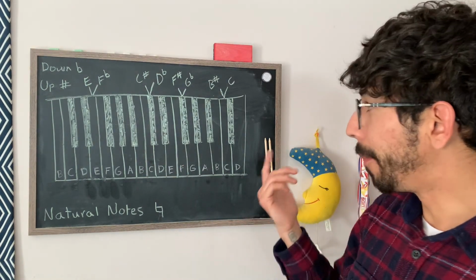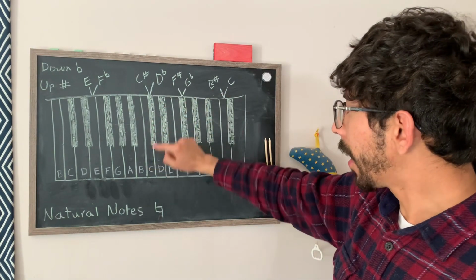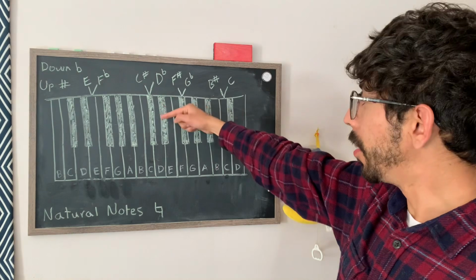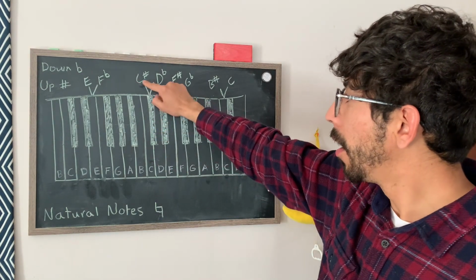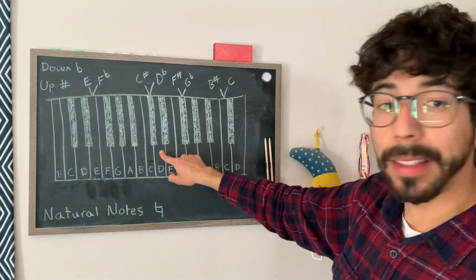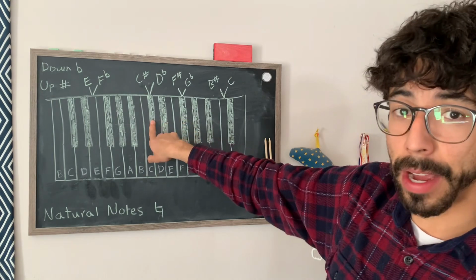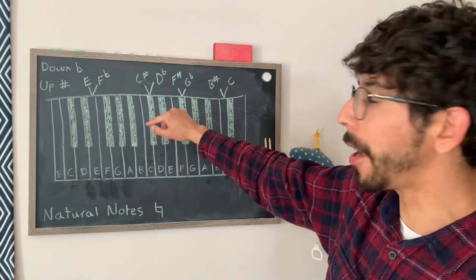Like I said, the next note over above C would be C sharp, but it could also be called D flat if I'm at D and I'm moving down a half step. So it depends if I'm moving up a half step or if I'm moving down a half step.